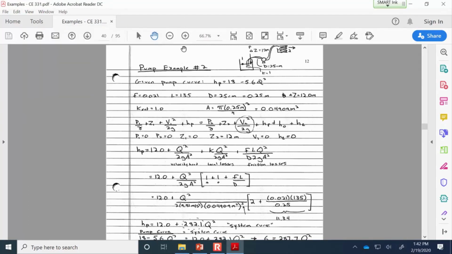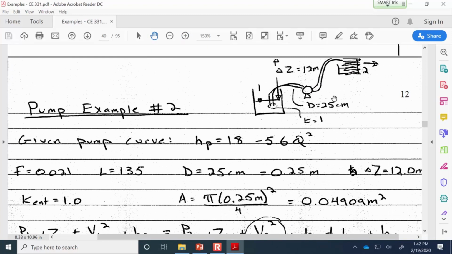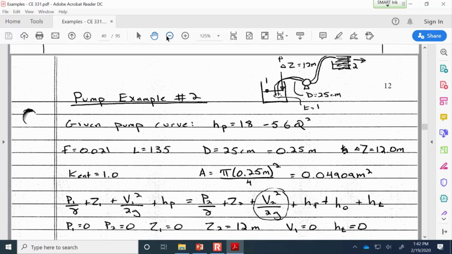All right. Location 1 is the source tank. Location 2 is just a stream of water. So there's still velocity head at 2. And when we cancel things out in the energy equation, we're going to have to keep that in mind.